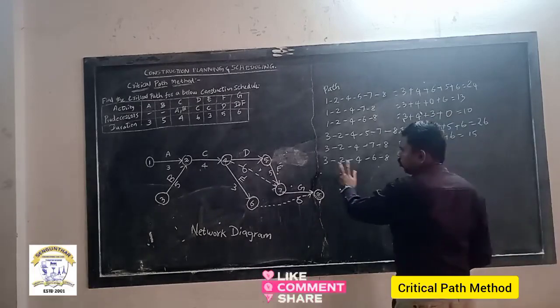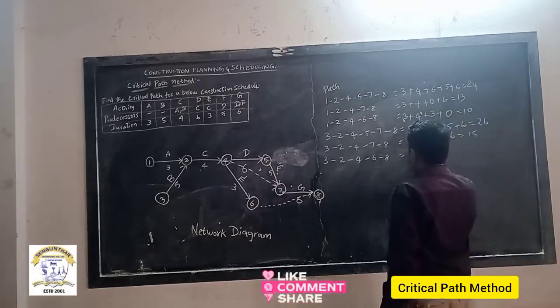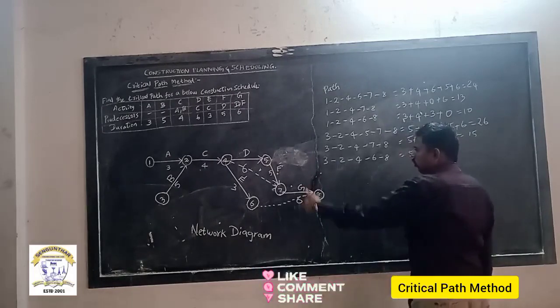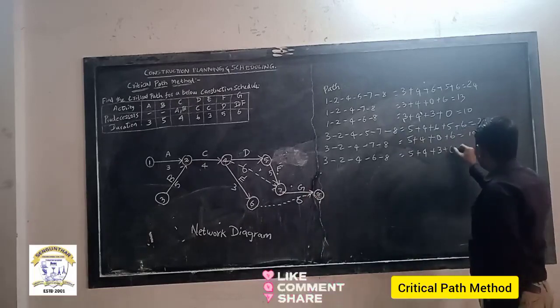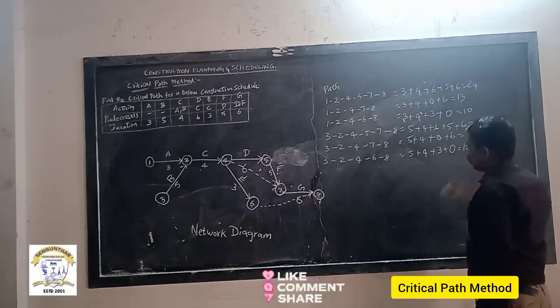Next, 3 to 2, the respective duration is 5. 2 to 4, the respective duration is 4. Then 4 to 6, the respective duration is 3. And finally 6 to 8 is a dummy activity, so that is 0. So 5 plus 4, 9, 9 plus 3, 12.